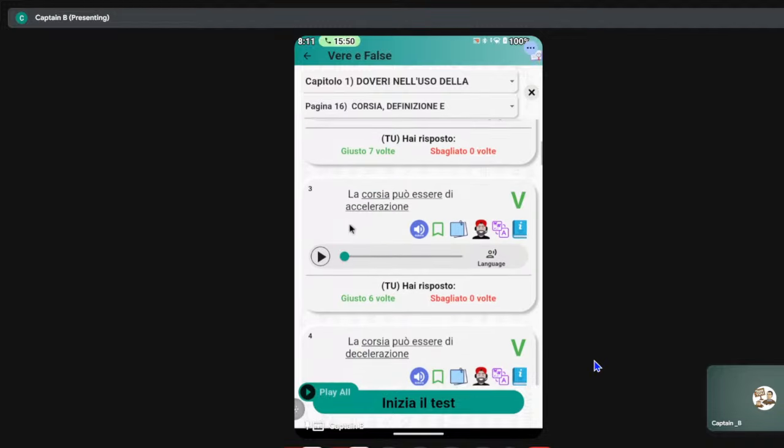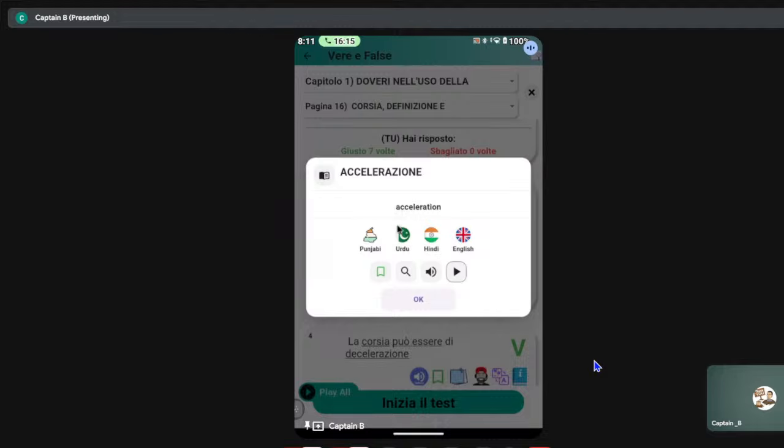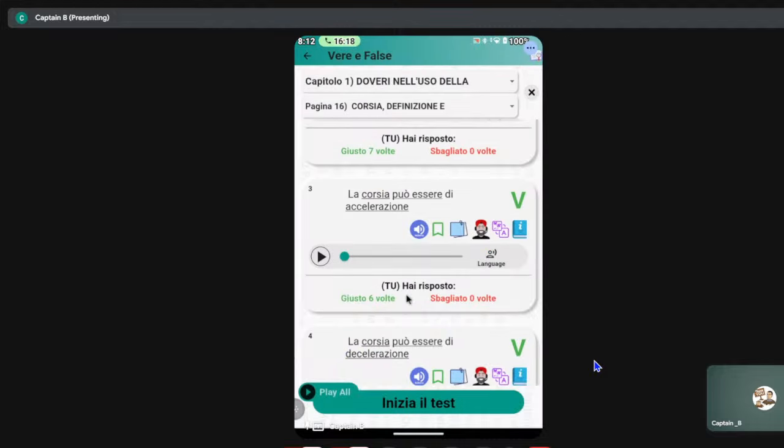Number 3. La corsia può essere di accelerazione. Now, it says lanes can be of acceleration. And I remember I told you what acceleration is used for. Okay? Acceleration is used to accelerate, meaning to enter the highway.